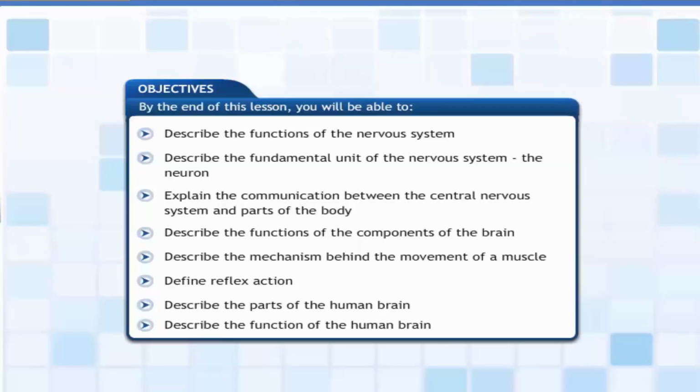At the end of this lesson, you will be able to describe the functions of the nervous system, describe the fundamental unit of the nervous system, the neuron, explain the communication between the central nervous system and parts of the body, describe the functions of the components of the brain, describe the mechanism behind the movement of a muscle, define reflex action, describe the parts of the human brain, and describe the function of the human brain.